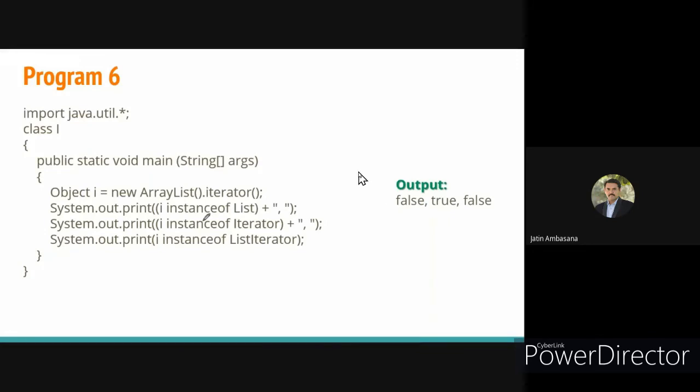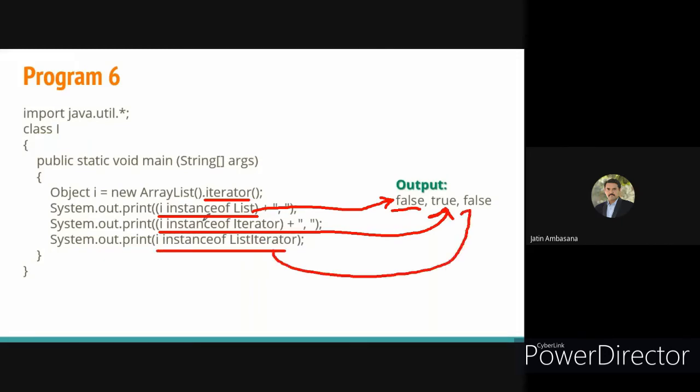So the result will be specifically false, true, and false. Why? Because this is not an instance of List. It is an instance of Iterator. You are getting an iterator object. You are not getting an ArrayList object. So that gives you false. Then you check I instanceof Iterator. Yes, it is an instance of Iterator, so it gives you true. And then you check whether it's an instance of ListIterator. It says no, so you get false. See that? Okay. So in this way, this program executes.